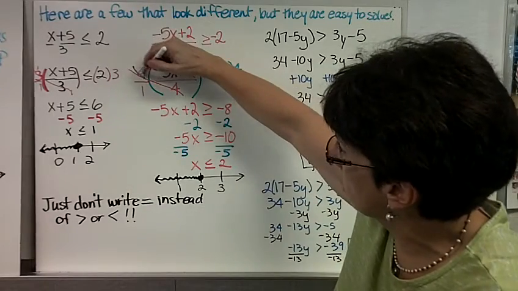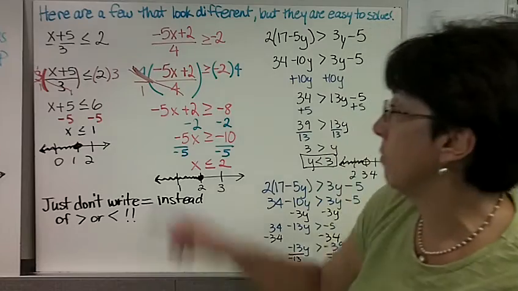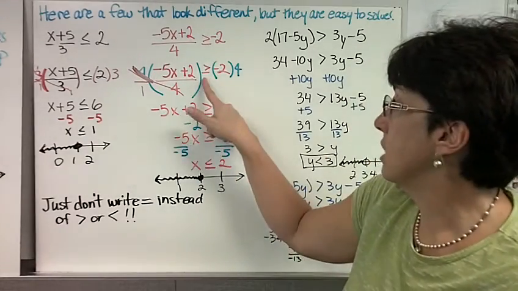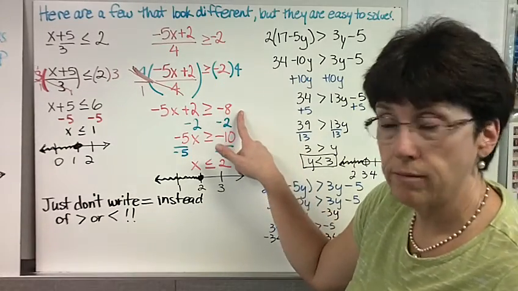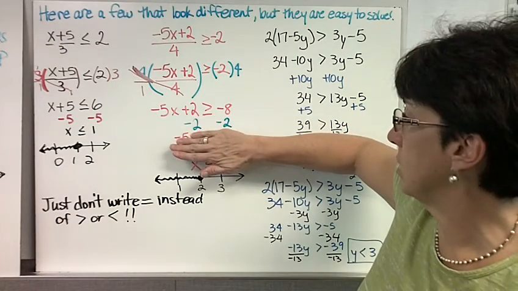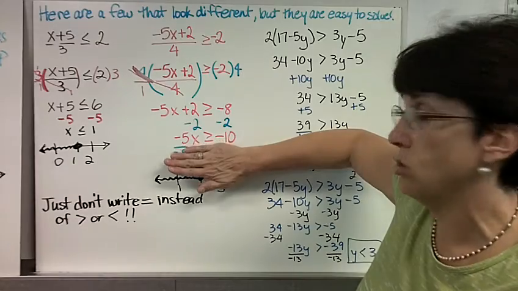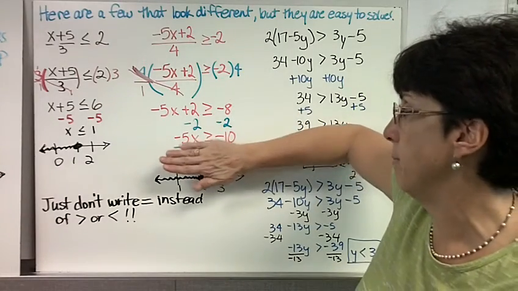Not a very good line. Let's make a better line. Okay, you are not doing the distributive property. You're left with negative 5x plus 2 is greater than or equal to negative 8, because you have to do the math. Now, we would subtract 2 from both sides, and then we have negative 5x is greater than or equal to negative 10, because they're the same sign, so we add them.